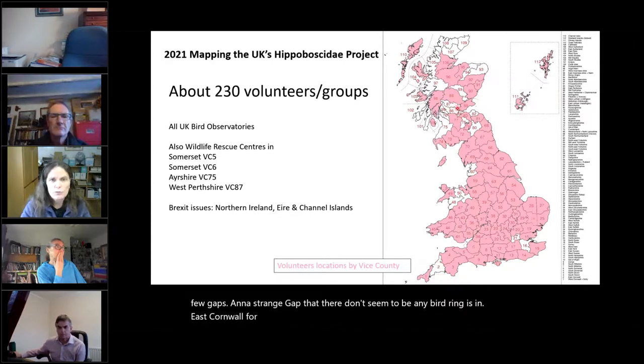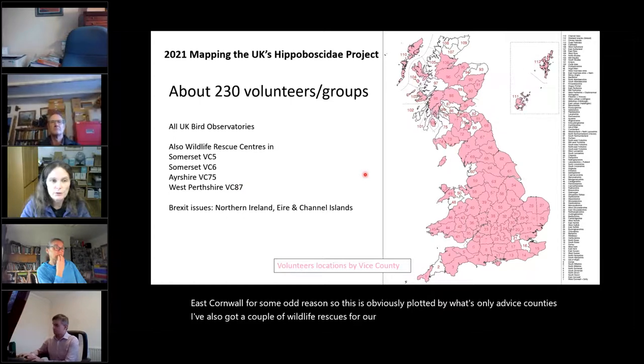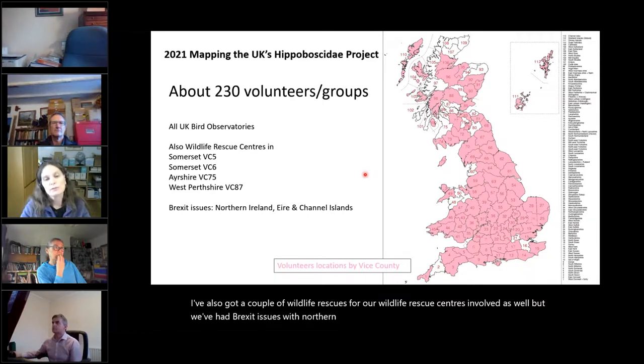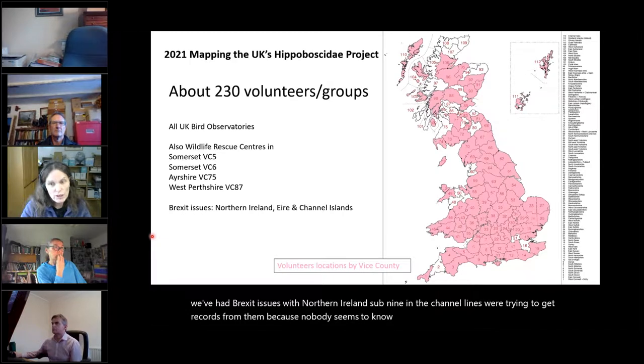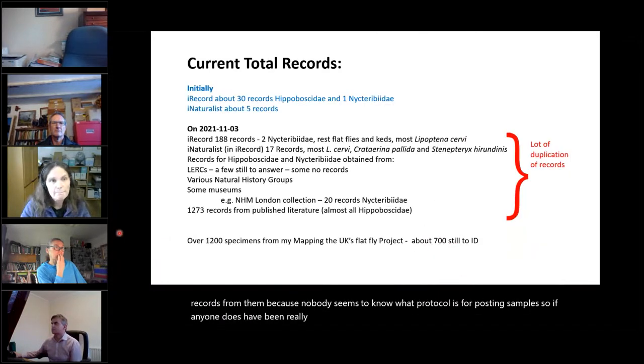So this is all obviously plotted by Watsonian vice-counties. I've also got four wildlife rescue centres involved as well. But we've had Brexit issues with Northern Ireland, Southern Ireland and the Channel Islands. I'm trying to get records from them because nobody seems to know what the protocol is for posting samples. So if anyone does, I'd be really keen to hear.